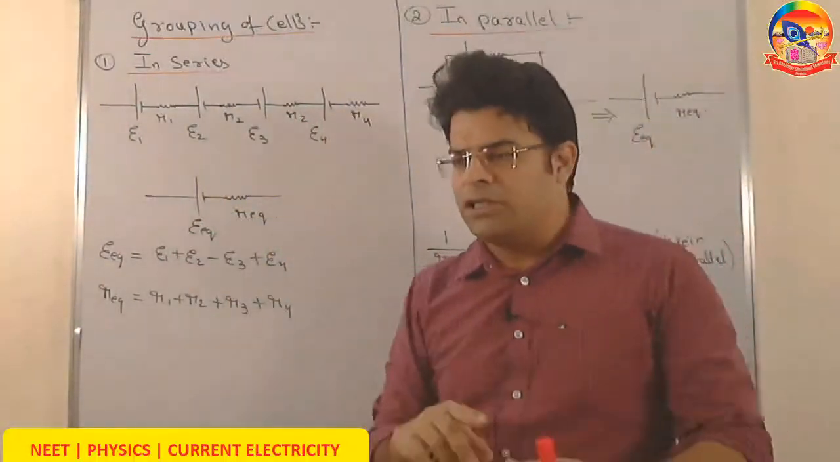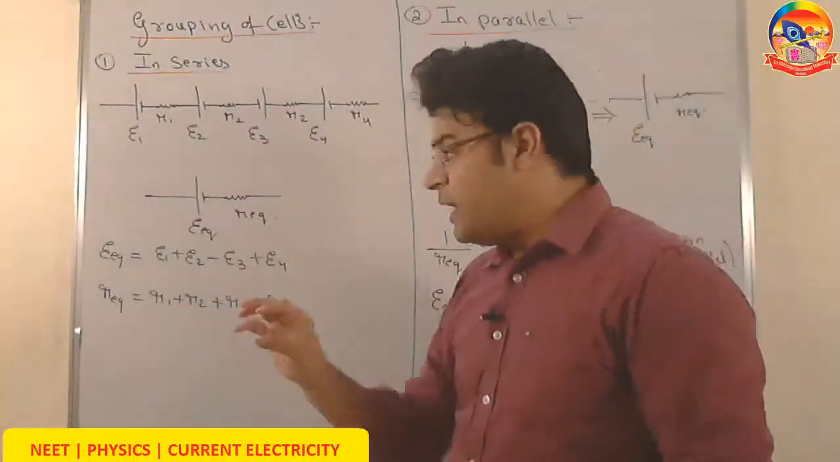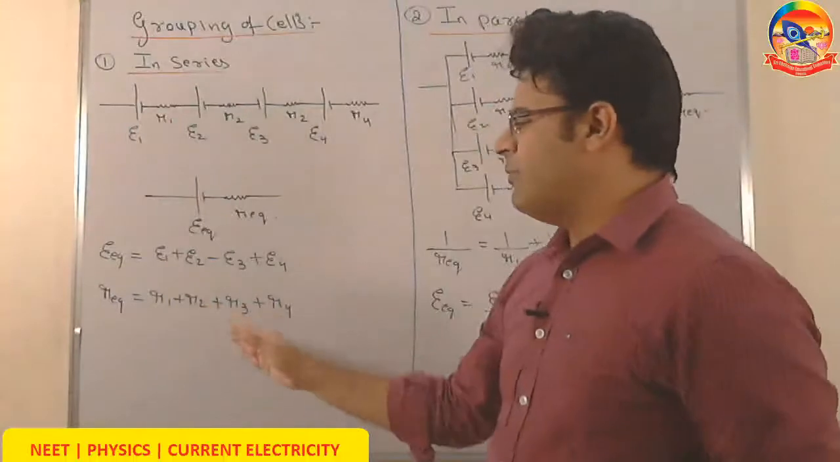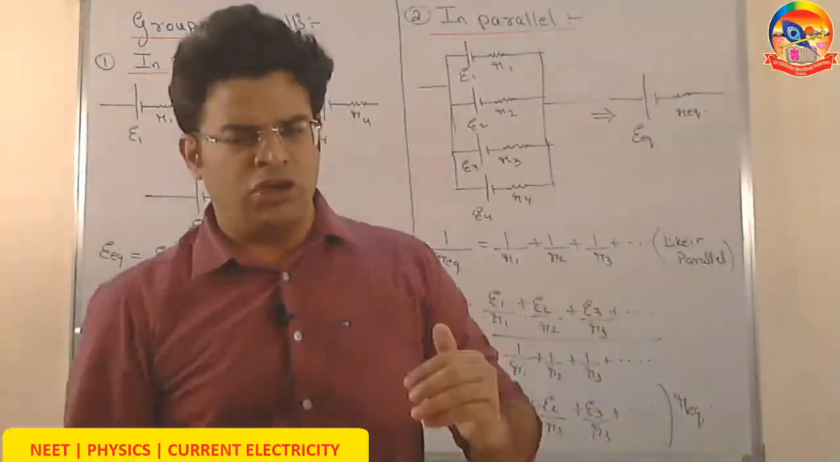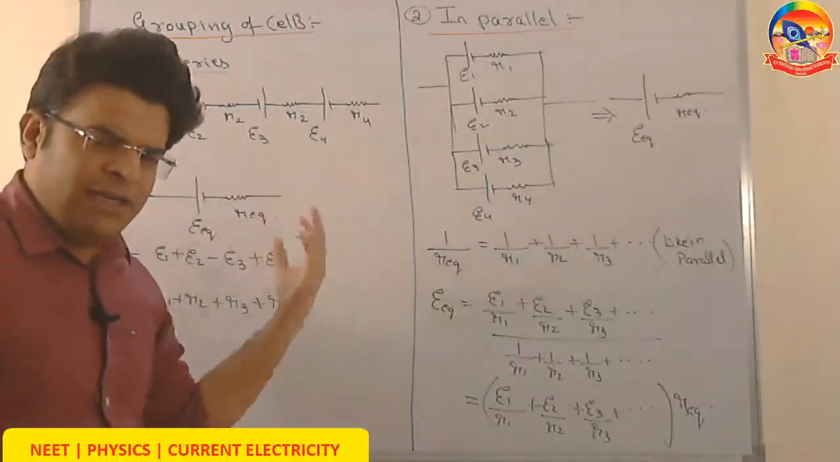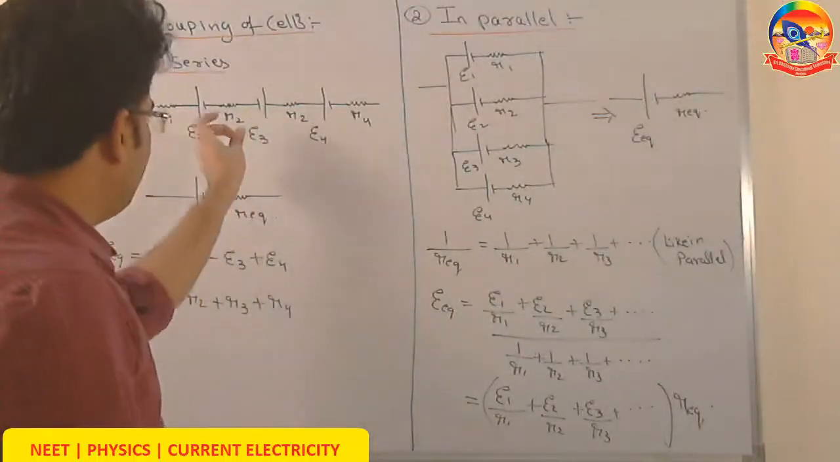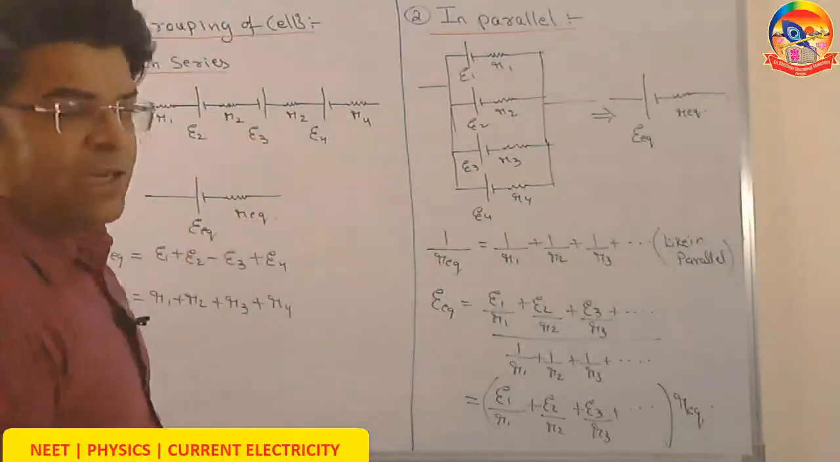Sir, why did you put minus? Because here the polarity is flipped. E1 plus E2 minus E3 plus E4. And the R equivalent simply has to be R1 plus R2 plus R3 plus R4. Resistance is always positive. That's why grouping in series is very, very easy. All you have to take care of is the polarity of the battery. If any battery has been turned, you have to subtract its EMF.